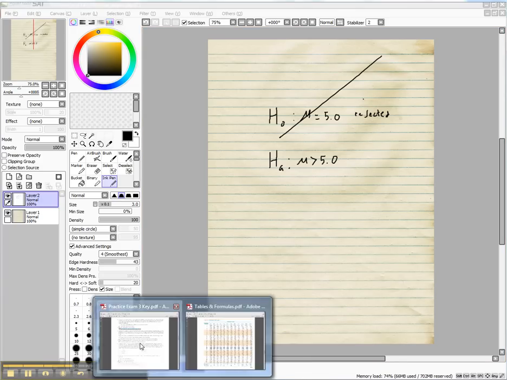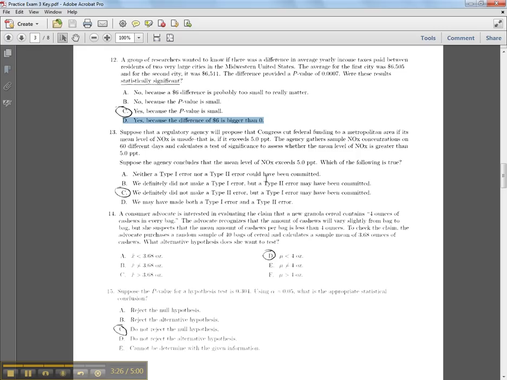All right, so going back to the question, let's look at the four options that we have. A says neither a type 1 nor a type 2 error could have been committed. That's not true. One of the errors might have been committed, right? We know that it might have been a type 1. In B, it says we definitely did not make a type 1 error, but a type 2 error may have been committed. B is not right, because a type 1 definitely could have been committed. So it's the other way around. It's C: we definitely did not make a type 2 error, but a type 1 error may have been committed.